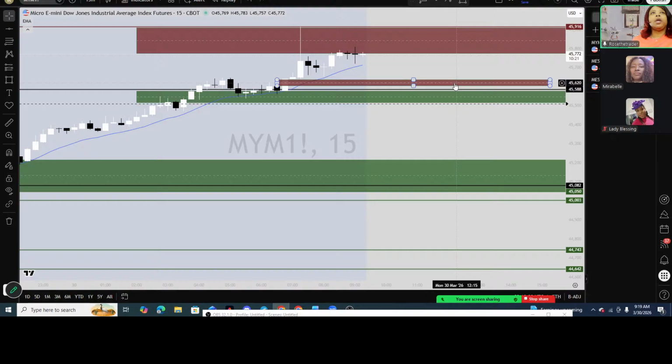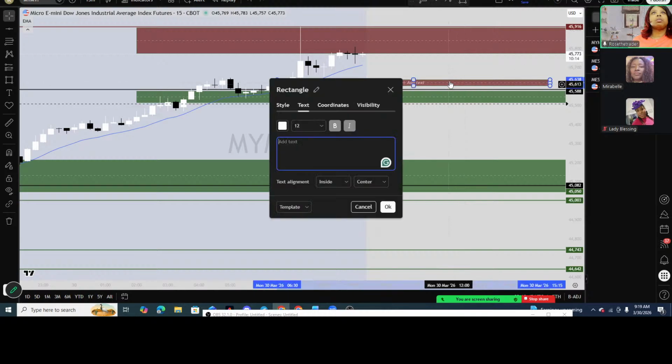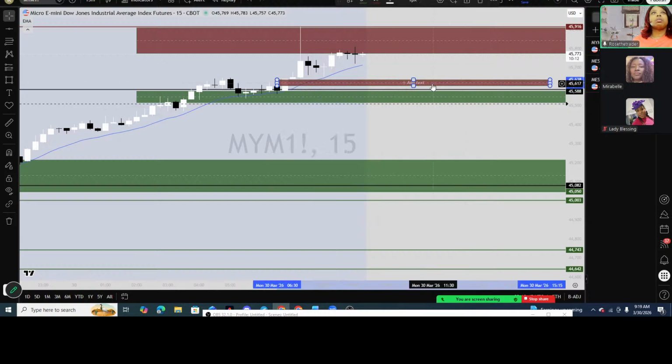Okay, so then we have... since it's a fair value gap, I like to make it purple. It helps me know that's a 15 minute fair value gap. Okay, so then you can take this as an entrance. If price keeps rejecting and comes down, then this will be your sell. If price comes here and retests, this could be your buy area here, right?